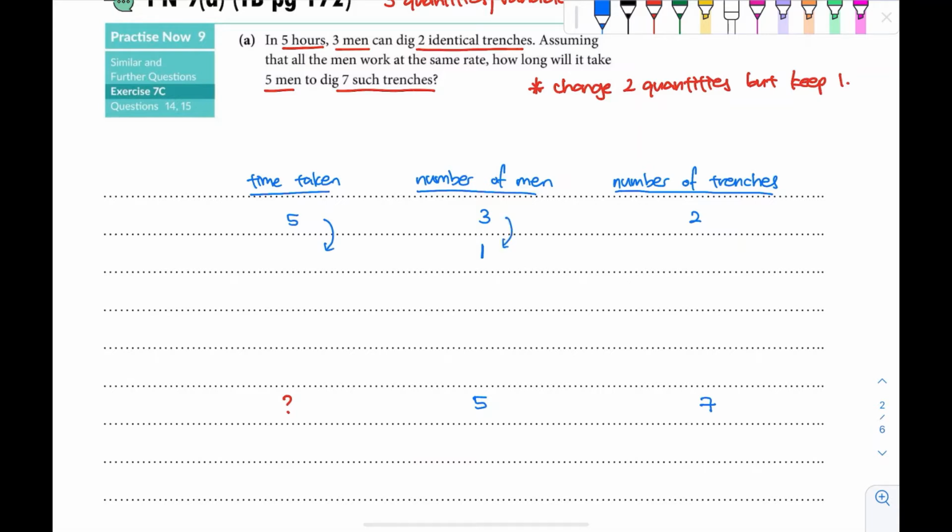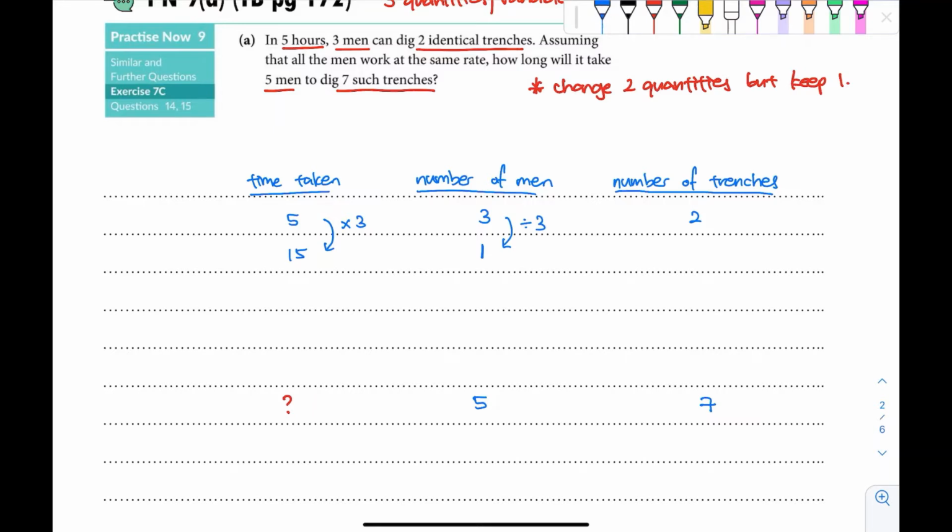Okay, so notice that the number of men has decreased from 3 to 1. There is actually a division of 3. When I have lesser men to dig the trenches, I will definitely need more time. So I will have to times 3 over here, and that will give me 15.